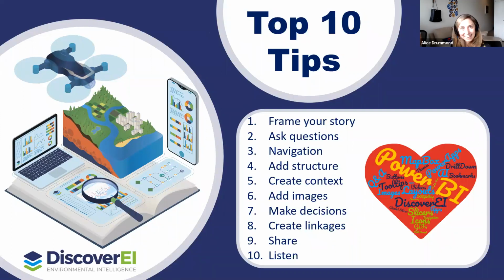Number eight is to create linkages between all the different chapters, so we did that using the cross-report drill through. Number nine is to share your story with your users, so we did that through the app. And number 10 is listen. So continually evolve and get feedback and listen to your report users to get their input to continually improve your data story.